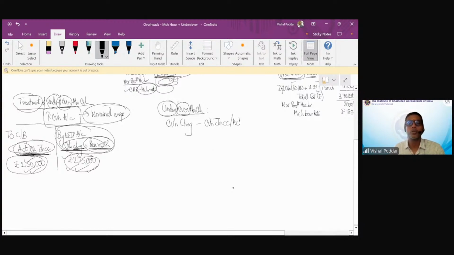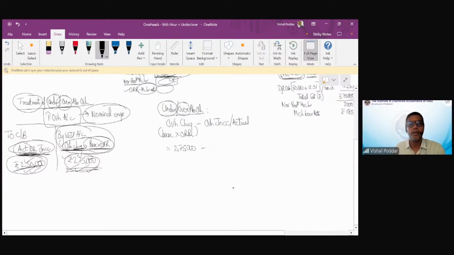Incurred or actual. Now, how is this charged value derived? Either it would be given in the sum or it would be derived by the formula that we write in the cost sheet. That is base multiplied by ORR. Base could be machine hours, base could be labor hours. Now this will give me my value of under or over absorption.